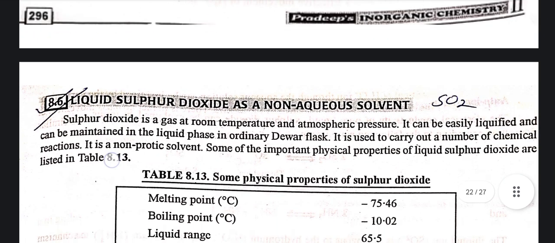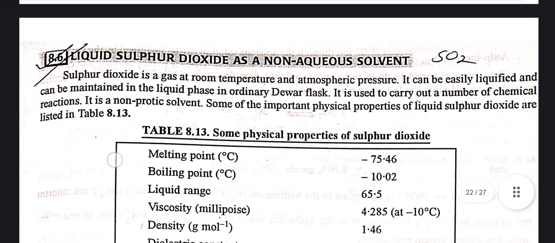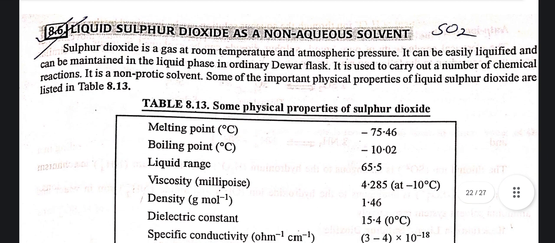Liquid sulfur dioxide as a non-aqueous solvent. Sulfur dioxide is a gas at room temperature and atmospheric pressure. It can be easily liquefied and can be maintained in the liquid phase in an ordinary Dewar flask. It is used to carry out a number of chemical reactions. It is a non-protonic solvent. Some of the important physical properties of liquid sulfur dioxide are listed here.